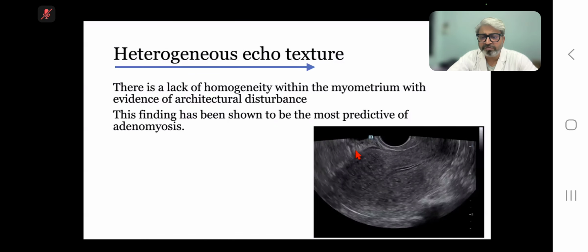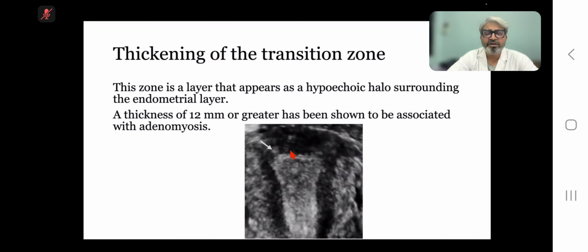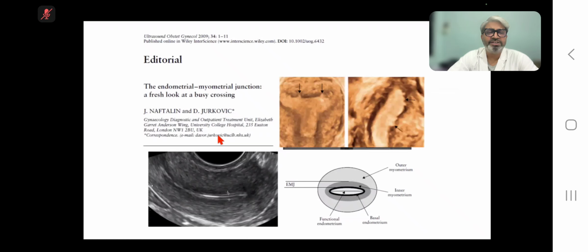Heterogeneous overall echotexture of the myometrium, giving a mottled appearance in the anterior and posterior wall, could be a feature of adenomyosis. This lack of homogeneity within the myometrium is evidence of architectural distortion, and this alone can be considered as one of the most predictive values of adenomyosis. Thickening of this transition zone, the hypoechoic halo surrounding the endometrial layer, is one of the hallmark features, which we call the endomyometrial junction zone or a busy zone. On MRI, typically we say that a thickness of more than 12 millimeters is associated with adenomyosis. So we need to look for thickening of the transitional zone.